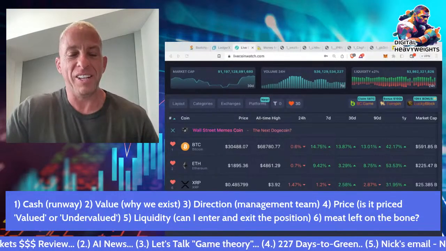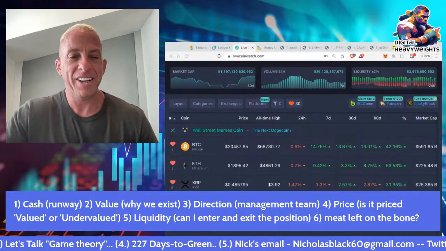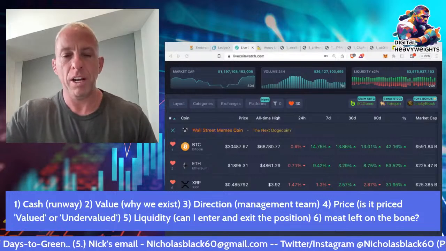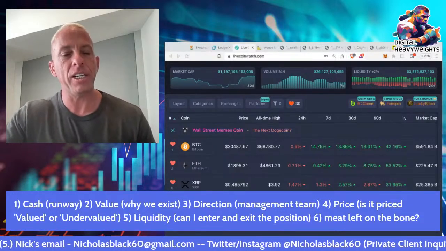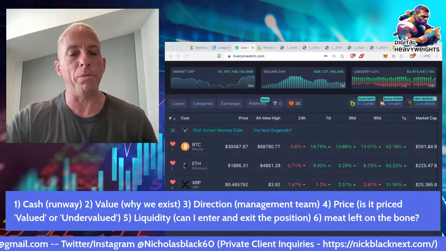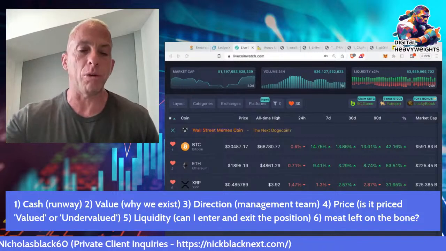The fines are going to be paid by Ripple, not Brad and Chris. So it's so stupid. Anyway, management team, poor. Price. Is it priced? Is it valued or undervalued? Well, in the near term, I think it's probably undervalued as a trade. In the long term, I think it's extremely overvalued.